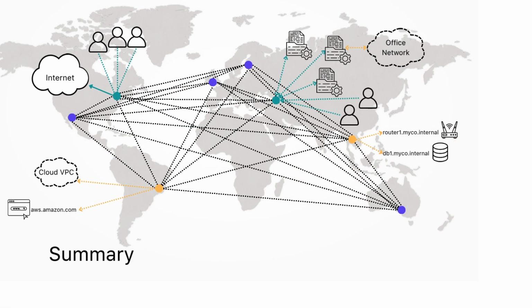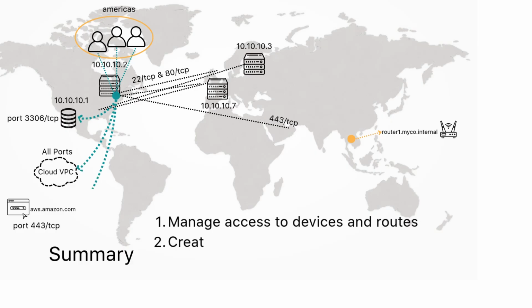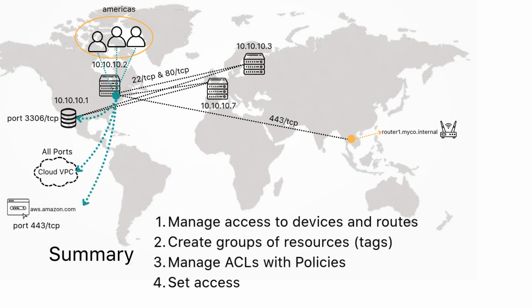In summary, access controls are how you grant access to your resources within Netmaker. Using policies, you define which users and devices have access to which devices and routes, including the direction of traffic, and the types of traffic allowed.